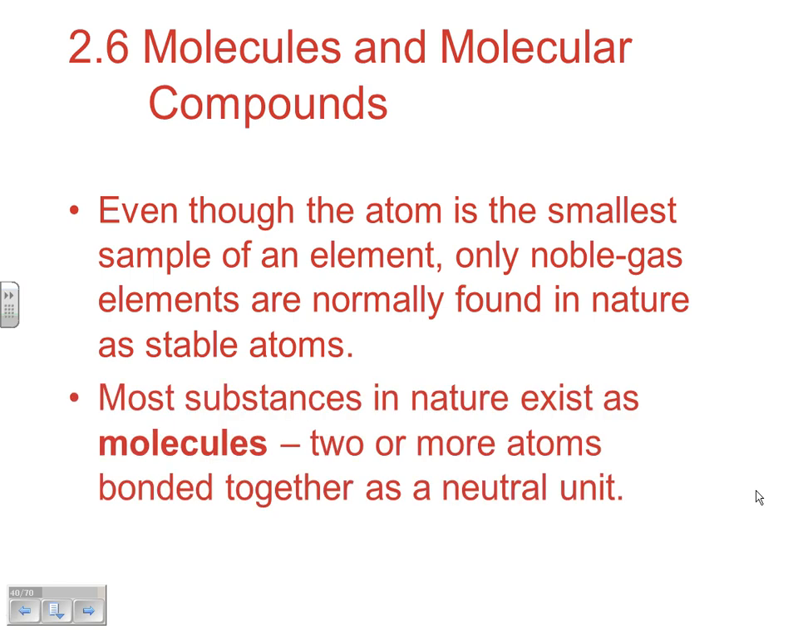Now, even though the atom is the smallest sample of a substance, only noble gas elements are normally found in nature as stable atoms. You should remember from last year the whole octet rule thing and the full outer shell, why they have stability, but that's for a future chapter. Most substances in nature exist as molecules, two or more atoms bonded together as a neutral unit. And this is using the general term of molecule. In specific molecular terms, that's when we're talking about our non-metal combinations.